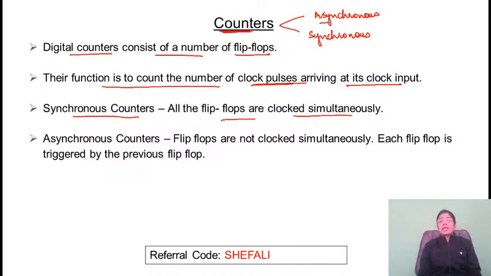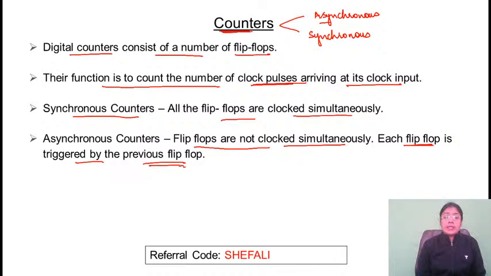तो asynchronous के केस में क्या होता है, जो आपके पास clock pulse है, that is provided, the input clock is provided to one of the flip-flop, and remaining flip-flops will be getting the clock on the basis of the output of the previous flip-flop. So asynchronous counters are nothing but flip-flops which are not clocked simultaneously. Here each flip-flop is triggered by the previous flip-flop. That is the basic functionality.